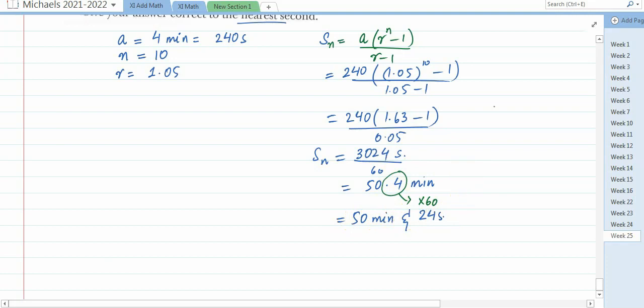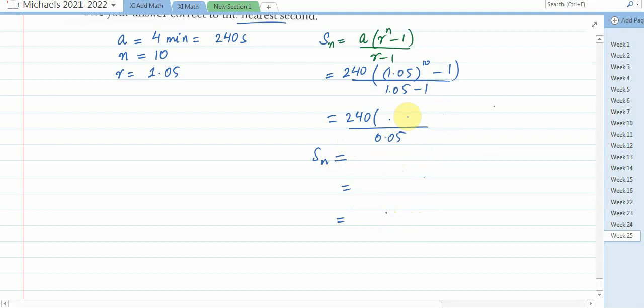Alright, here there is a little problem in the rounding off. The concept is the same, but the decimal values might affect the answer. So it will be from this part: 1.05 to the power 10 minus 1, which equals 0.62889. When you multiply it by 240 and divide it by 0.05, you will get 3018.69. Now this answer is in seconds.